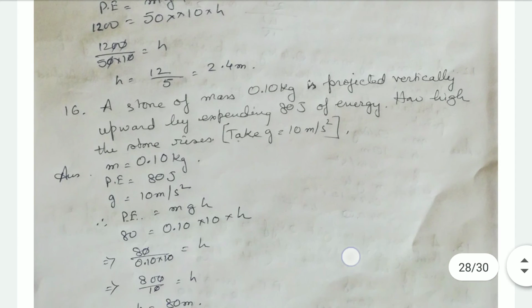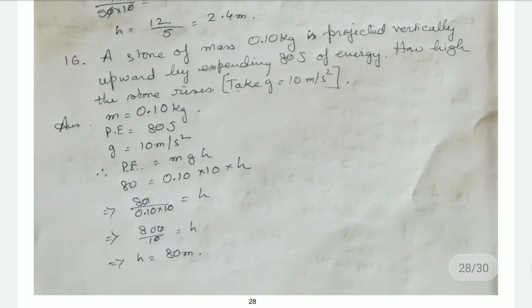Okay. Next, we come to a boy of mass 50 kgs who climbs stairs by spending 1200 joule of energy. How high does the boy climb up, taking g is equal to 10 meter per second square? So m is equal to 50 kgs, potential energy given is 1200 joule. g is given 10 meter per second square. So PE, that is potential energy, is equal to mgh. So height will come to 2.5 meters.